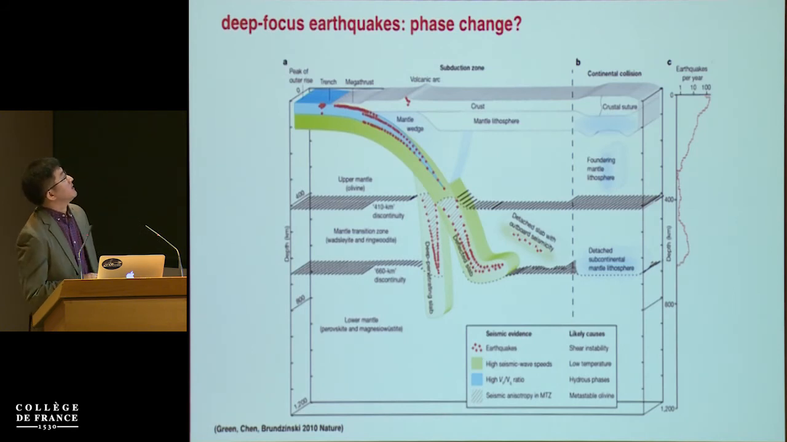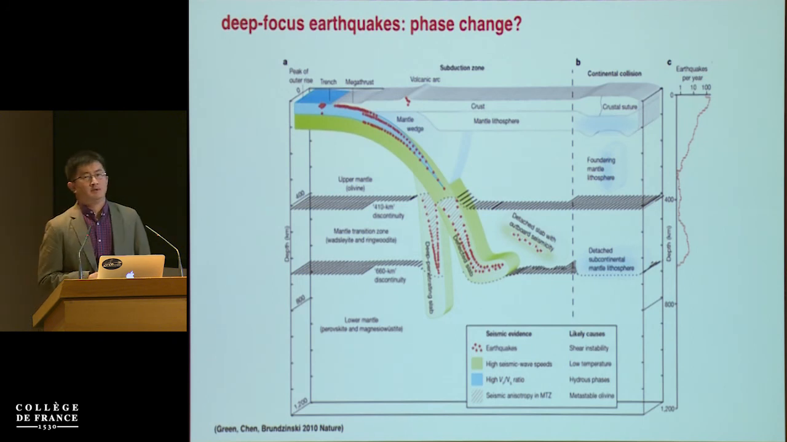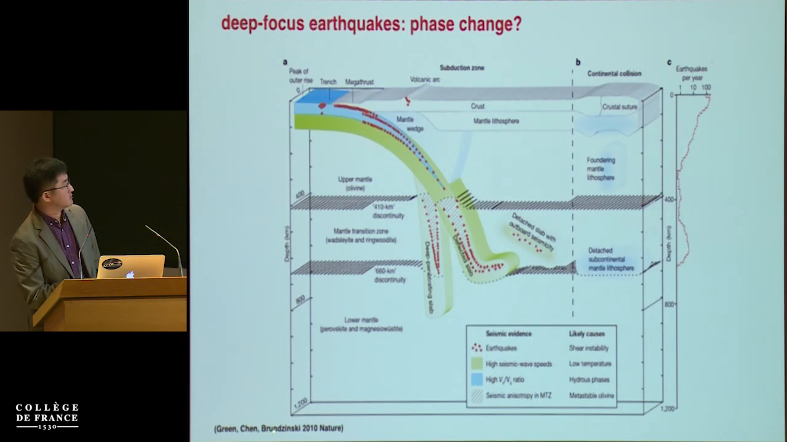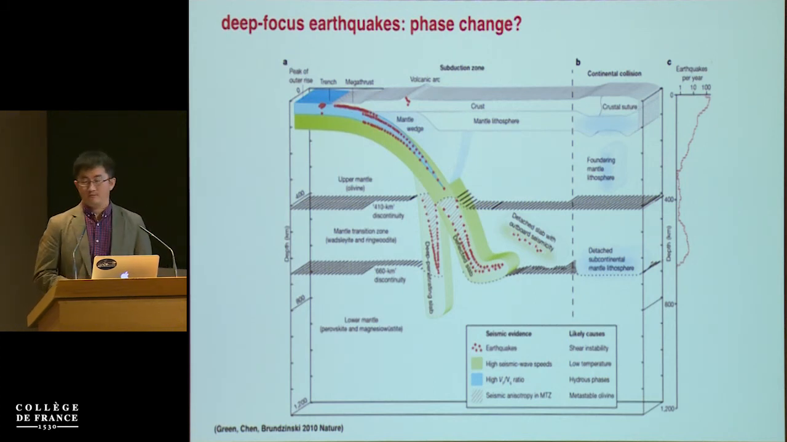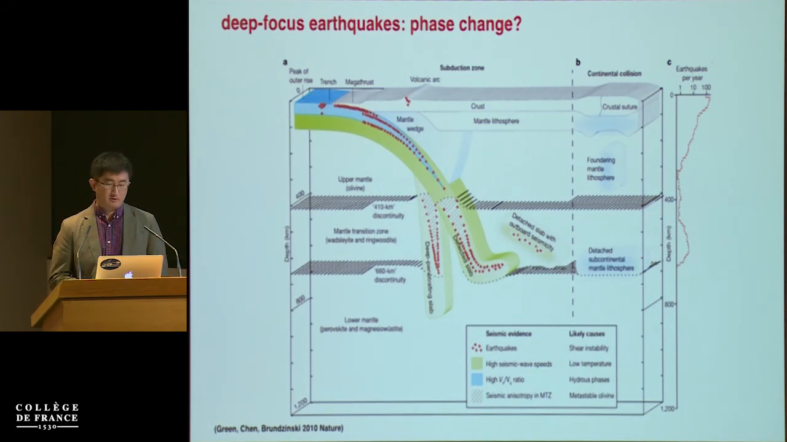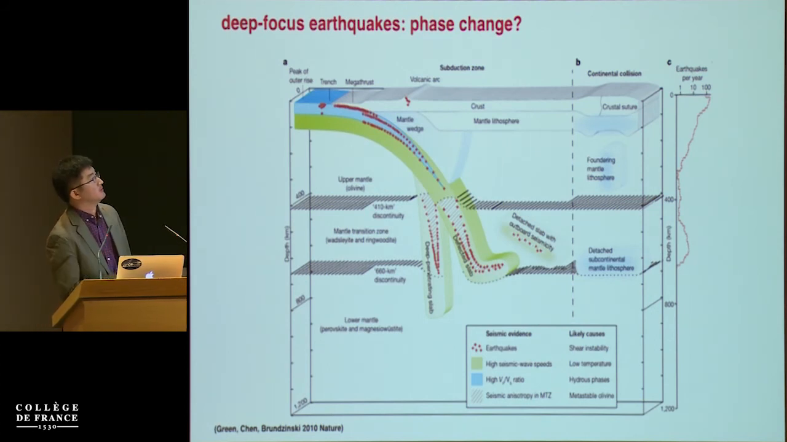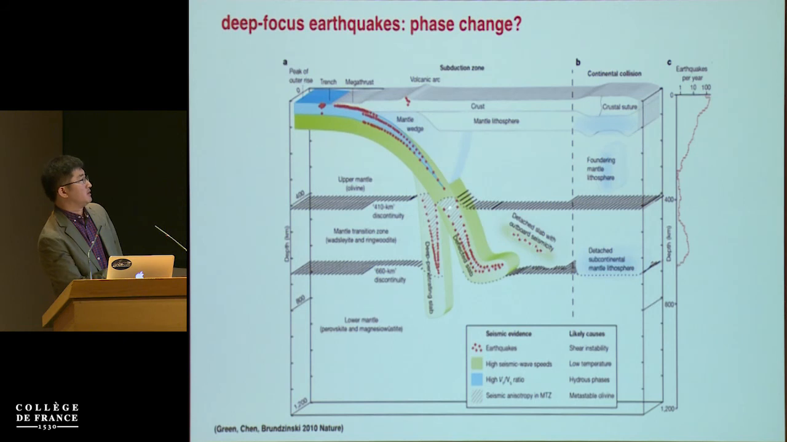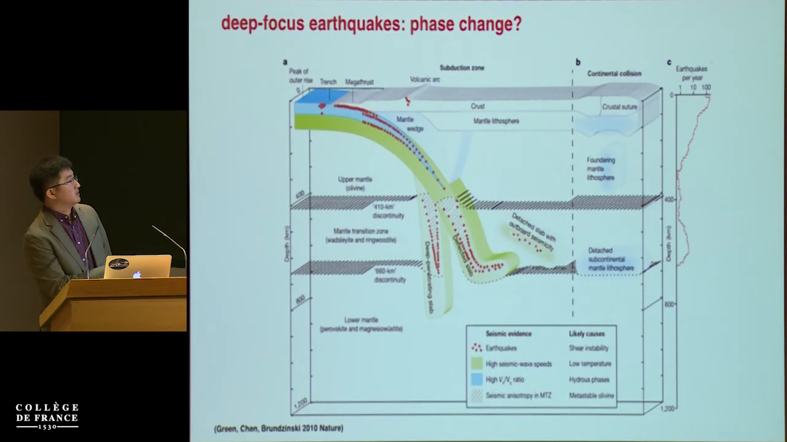So what is a deep focus earthquake mechanism? Is that really the metastable olivine phase change? This diagram is from Green, Chen, Brzezinski, 2010 Nature paper. What you can see is the metastable olivine hypothesis only applies to earthquakes greater than 410 kilometer depth, which is below the discontinuity, olivine to wesleyite. They marked the area of anisotropic region. So here is the anisotropic region. This is a seismic anisotropy in mantle transition zone.